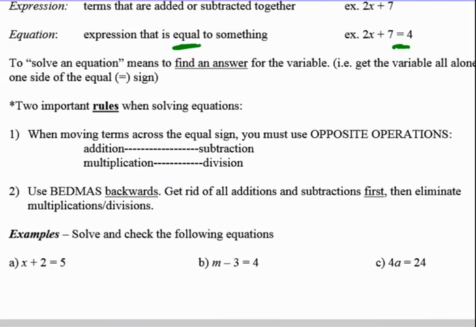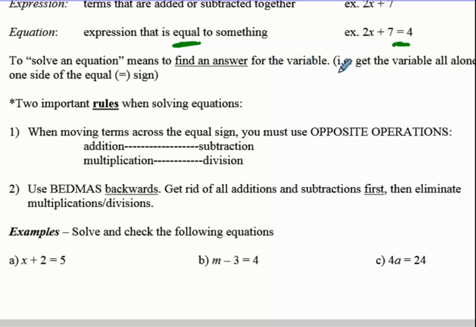To solve the equation means to find the answer for the variable that would make it equal on both sides. So get the variable all alone on one side, and then you solve for it. Sometimes you can eyeball it and say, well, what would this have to be to make this thing right? You'd have to think in your head, so that tends to be a little difficult. So instead, what we do is we do opposite operations or inverse operations.